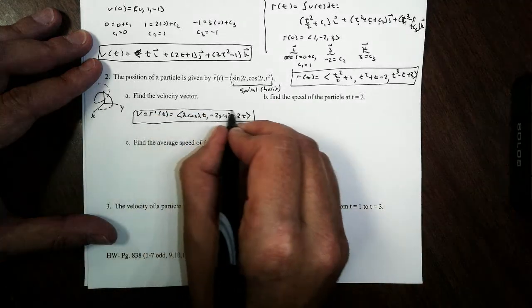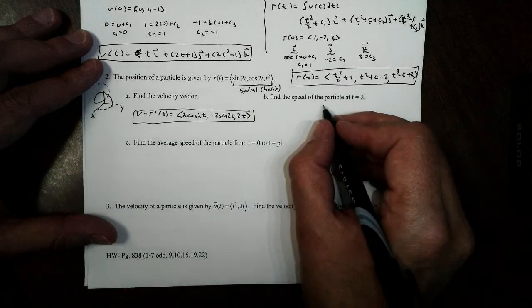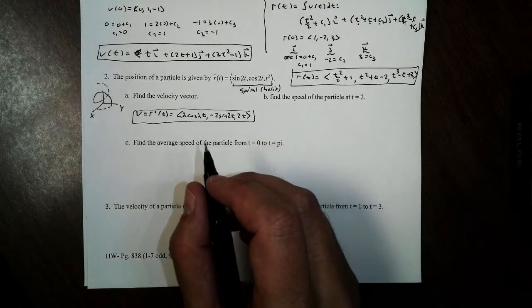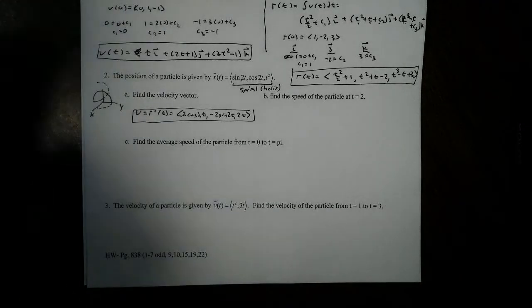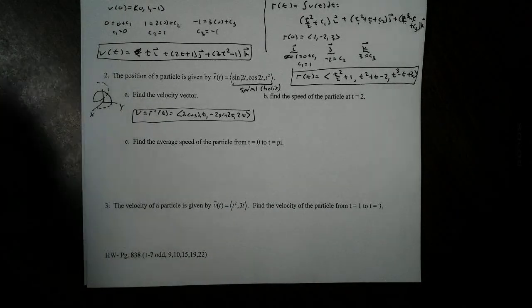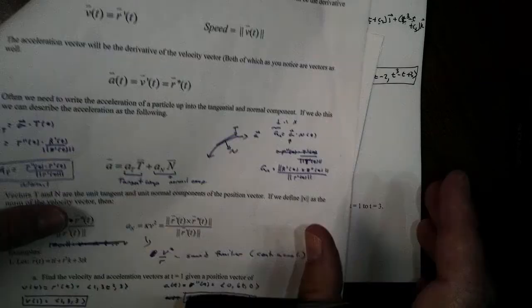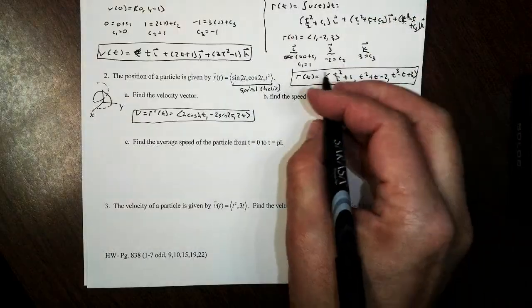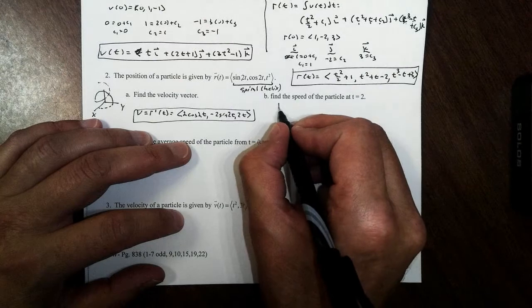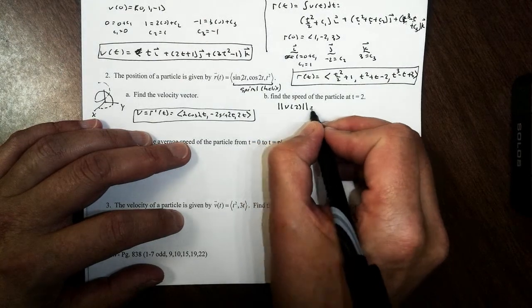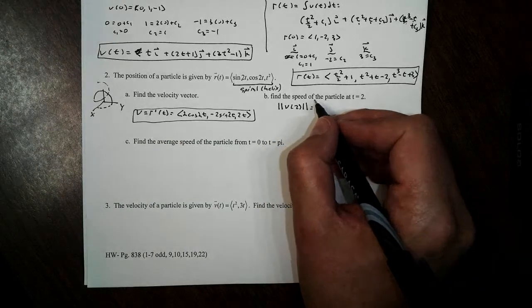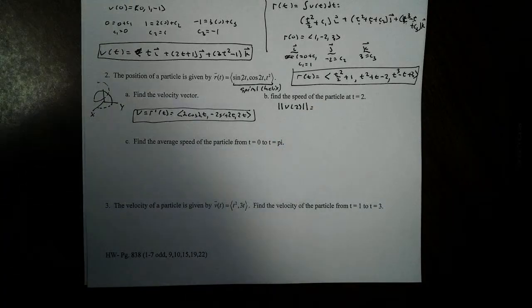Alright, the next question says find the speed of the particle at 2. So how do we find speed? Again, this comes from pre-cal, or in calculus at BC. We talked about this last year as well. It is the magnitude of your velocity vector. So to get speed at 2, we want the magnitude of the velocity vector at 2. And we already have that, so we can do this really quick.